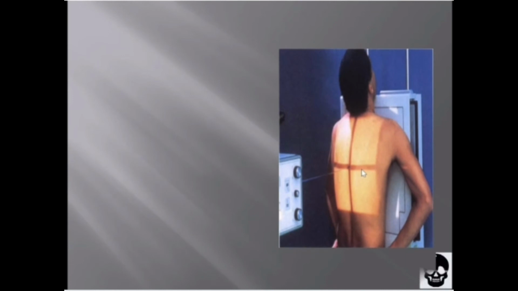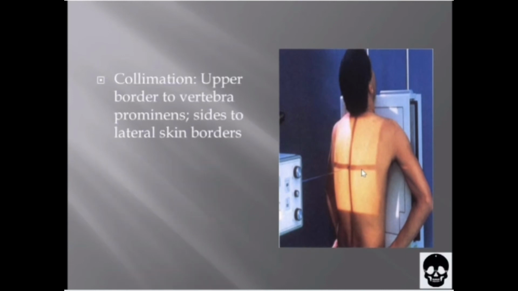Collimation. Upper border to vertebra prominens, sides to lateral skin borders. The collimated horizontal beam is directed at right angles to the receptor and centered at the level of the eighth thoracic vertebra or spinous process of T7, which coincides with the lung midpoint.